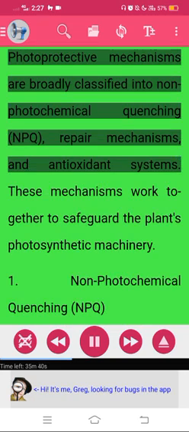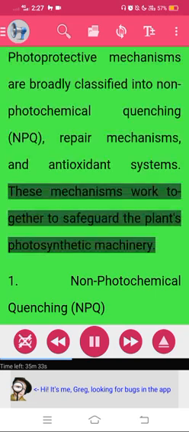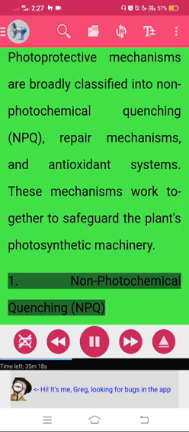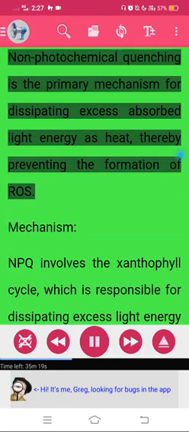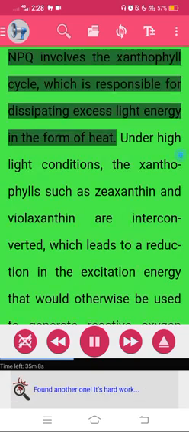Photoprotective mechanisms are broadly classified into non-photochemical quenching (NPQ), repair mechanisms, and antioxidant systems. These mechanisms work together to safeguard the plant's photosynthetic machinery. 1. Non-photochemical quenching (NPQ). Non-photochemical quenching is the primary mechanism for dissipating excess absorbed light energy as heat, thereby preventing the formation of ROS. Mechanism.